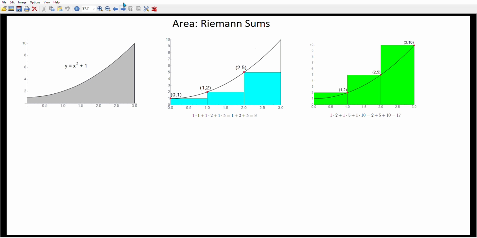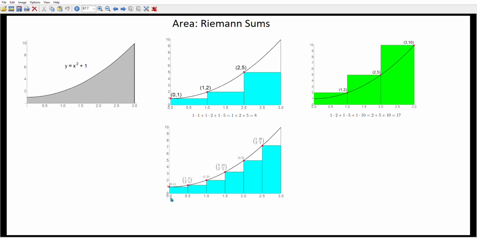Now, to do even better, what we should do is break up this interval into more pieces. So we're going to do the same thing. This time, we're breaking it up into 6 pieces. This length is 3, 6 pieces. Each one of these lengths is 1/2. Okay, so each base now is 1/2. Height is at the left-hand endpoint. So that first rectangle, the length of the base is 1/2. Height is 1. So we get 1/2 times 1.